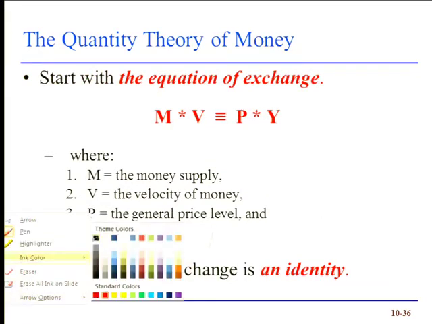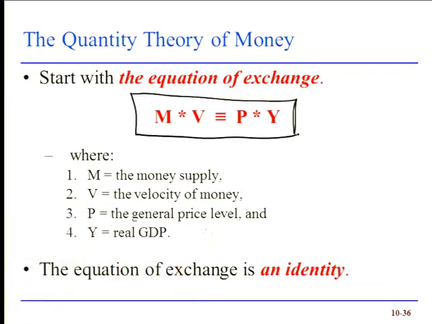What it says is the amount of money that is in circulation in the economy, M, times how often that piece of money is used through the course of a year, what we call velocity, V. That product is equal to the price level times real GDP. Notice that the price level times real GDP is also nominal GDP, where nominal GDP is an approximation of the transactions that take place in the economy.